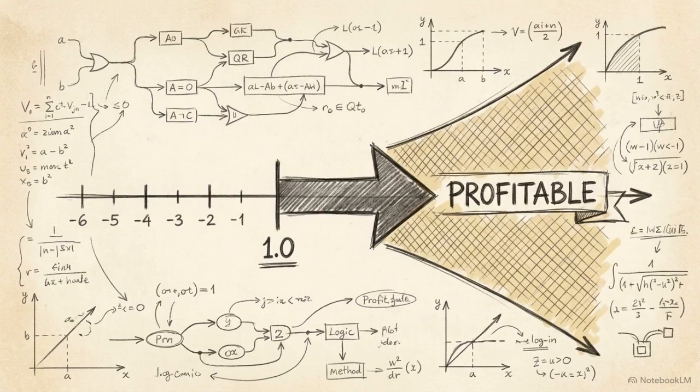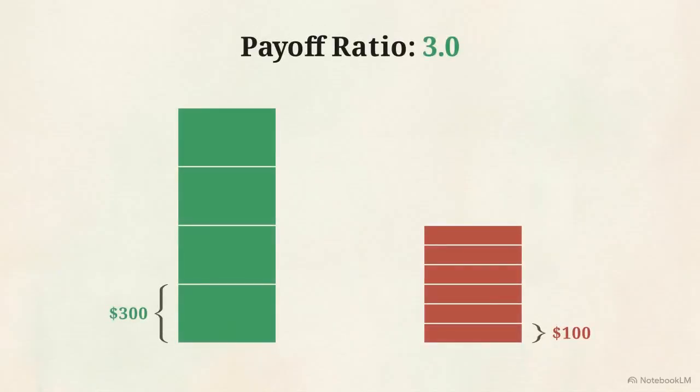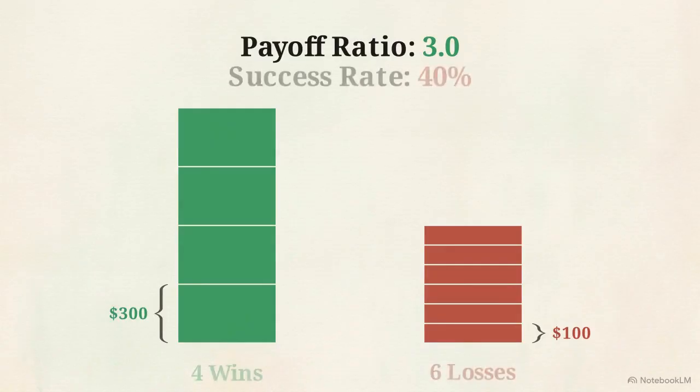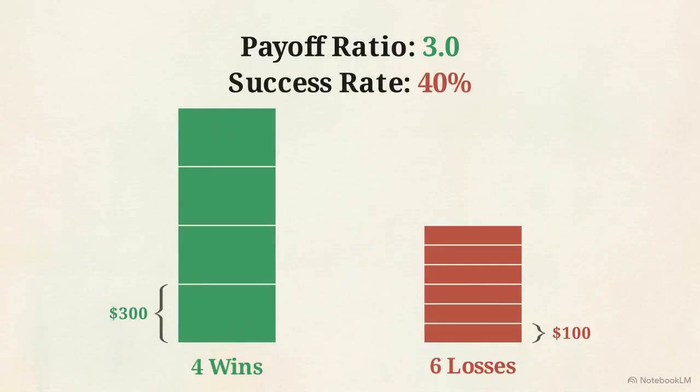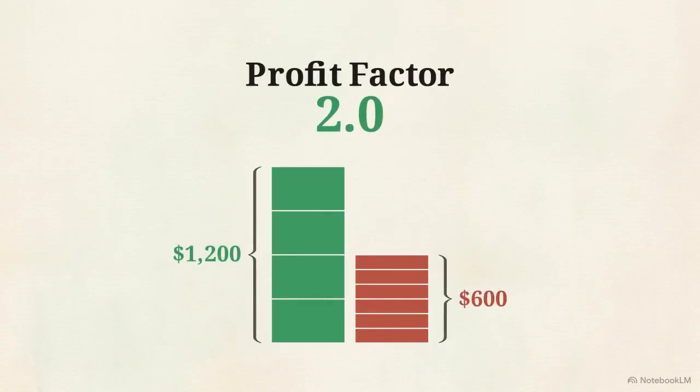Any profit factor greater than 1.0 means the strategy is mathematically profitable. A score of 2.0 indicates the system generates exactly twice as much money as it loses overall. Returning to our starting point, the heavy lifting in this strategy is done by the payoff ratio. A massive 3.0 payoff ratio pulls a failing 40% success rate up to a very healthy 2.0 profit factor.